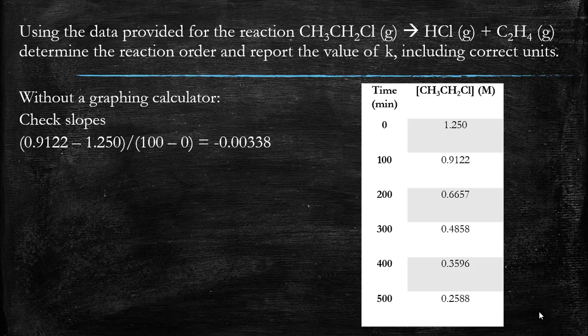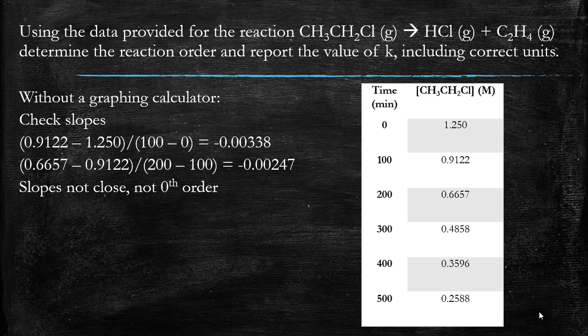So I go from 0 to 100 seconds. I'm going to ignore the units. The value I get is negative 0.00338. I look from 100 to 200 seconds, and my value is obviously very different. The slopes are not close, so this is not a zero order reaction.